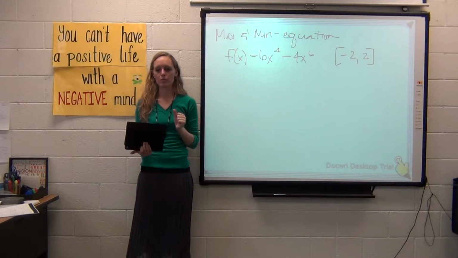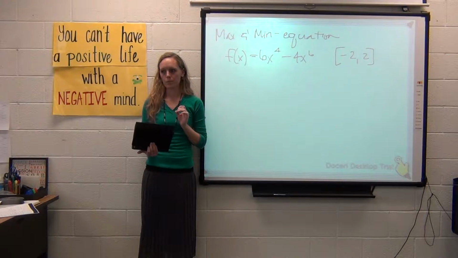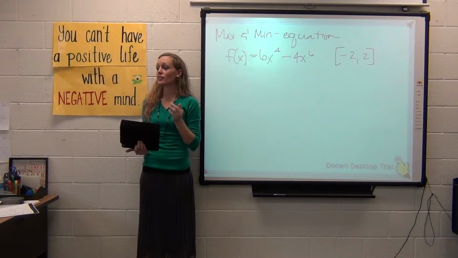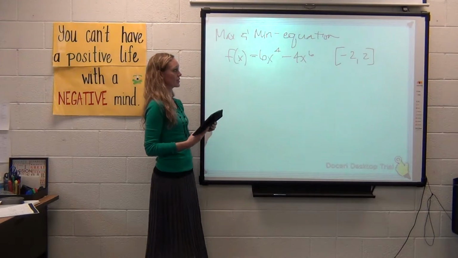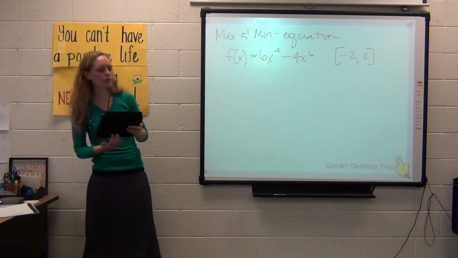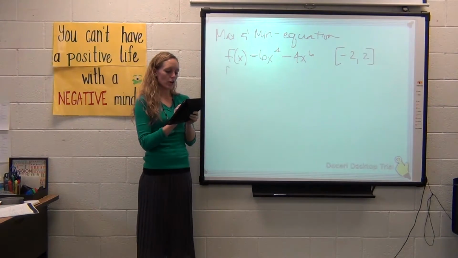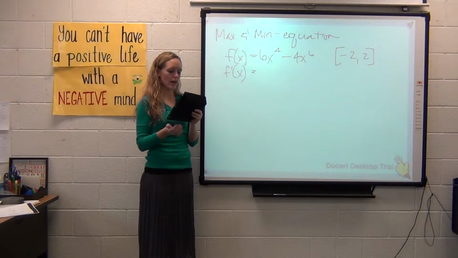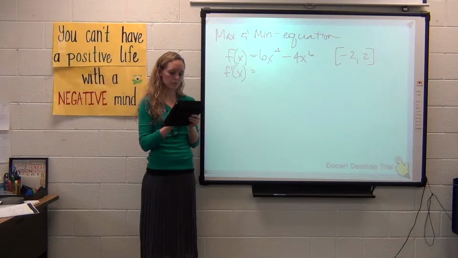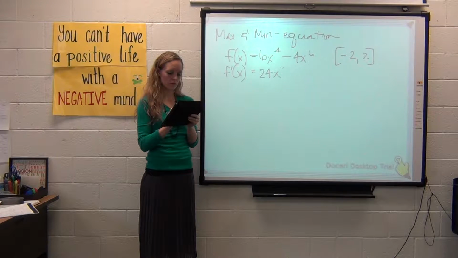What's my first step? What am I trying to do here? Find the critical points. Why am I finding the derivative? For critical points. So I start by deriving this function. When I derive this function, what do I get? 24x cubed minus 24x to the fifth.